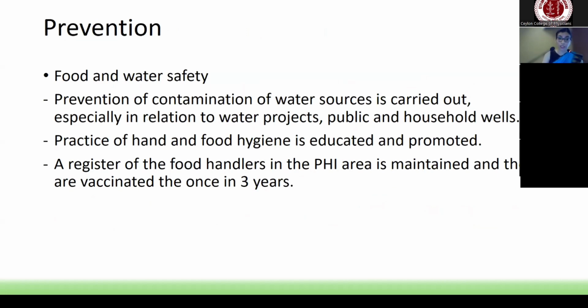Prevention includes food and water safety. Prevention of contamination of water sources is carried out, especially in relation to water projects, and public and household wells. Practice of hand and food hygiene is educated and promoted. A register of food handlers in the PHI area is maintained, and they are vaccinated once in 3 years.